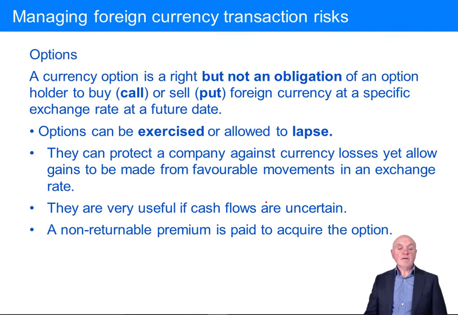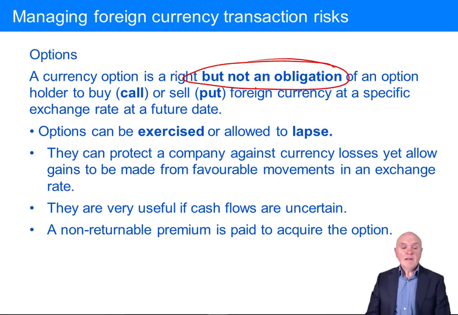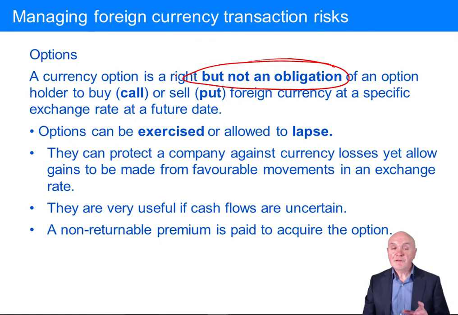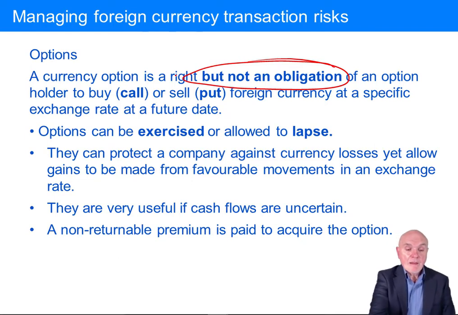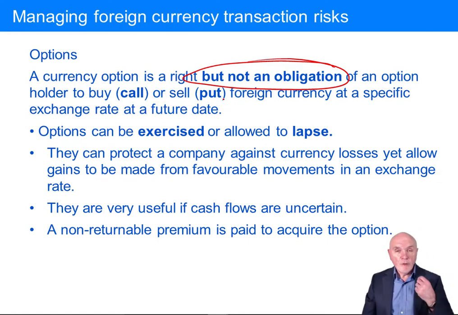And finally, we have options. An option is the right but not an obligation to buy or sell a currency at a given rate in the future. It's different to a forward contract. A forward contract was binding. An option is a right but not an obligation. If you're selling currency, it's a call. If you're buying currency, it's a put. Okay, so if you're putting something up for sale, you're selling it. That's the way to remember it.